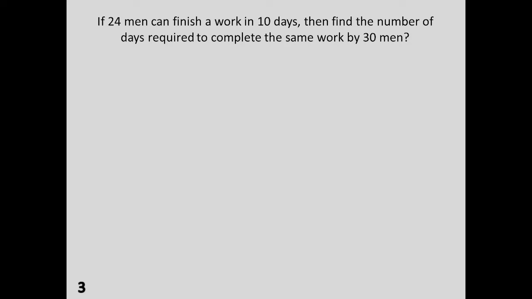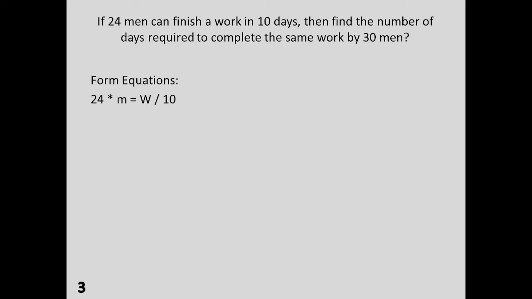Question 3. If 24 men can finish a work in 10 days, then find the number of days required to complete the same work by 30 men. Now if 24 men work together, we can write an equation like m plus m plus m until 24 times is equal to w by 10. Now repeated addition is nothing but multiplication. So we can rewrite this equation like 24 into m is equal to w by 10.